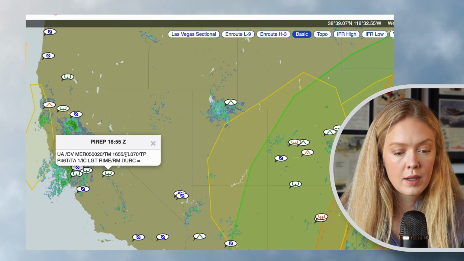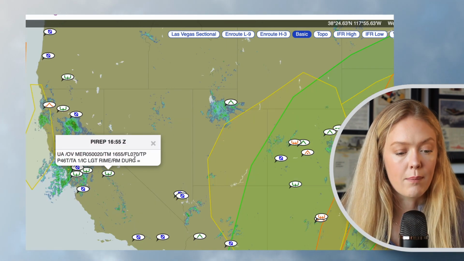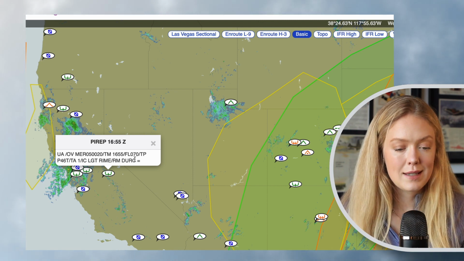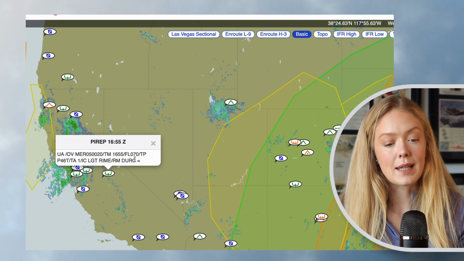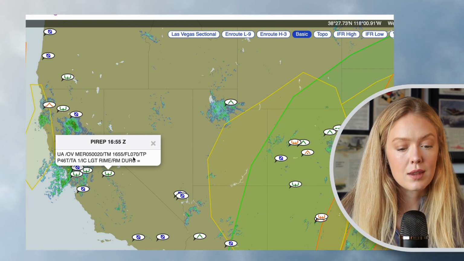Icing. At 7,000 feet, Piper PA-46 experienced light rime ice during the descent. So for me, there's a lot of reasons to stay out of the air today in the western part of the U.S. We've got icing, we've got turbulence. We have IFR conditions, AIRMETs all over the place, and we also have mountain obscuration. So from a weather and conditions standpoint, that's some of the stuff that would prevent you from wanting to fly.